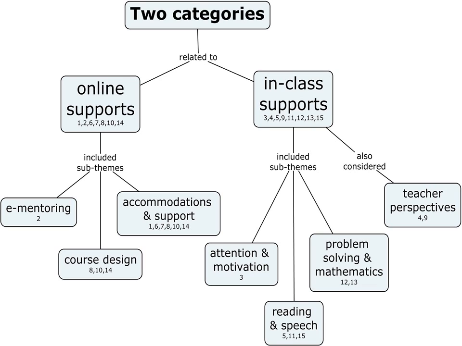The analysis of the studies revealed 2 categories related to technology supports for students with special needs and disabilities. The categories that emerged were online supports and in-class supports for students with special needs and disabilities. From these categories, there emerged a number of sub-themes. Under online supports, 3 sub-themes were revealed: e-mentoring, course design, and accommodations and supports. Under the category of in-class supports, attention and motivation, reading and speech, problem solving and mathematics, and teacher perspectives were revealed as sub-themes.